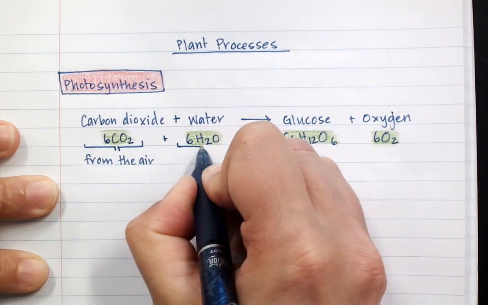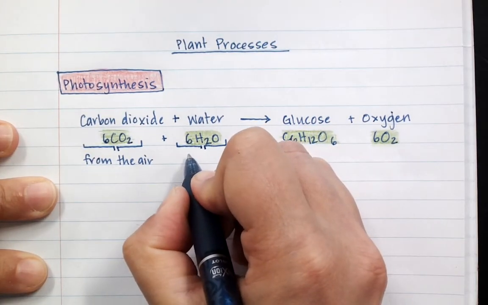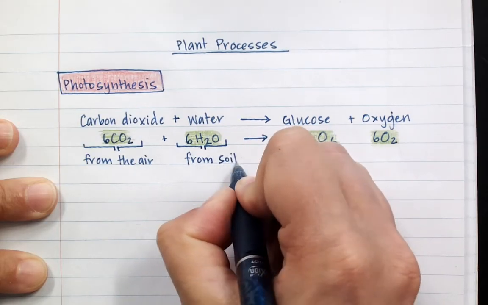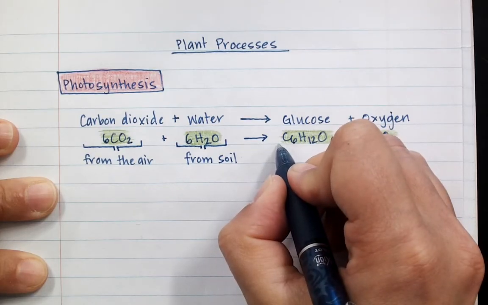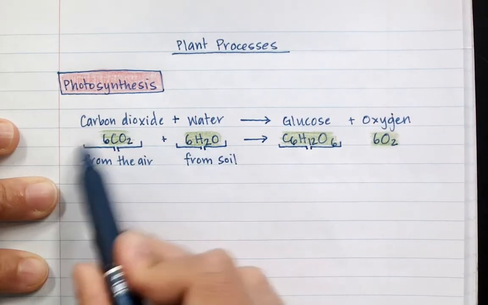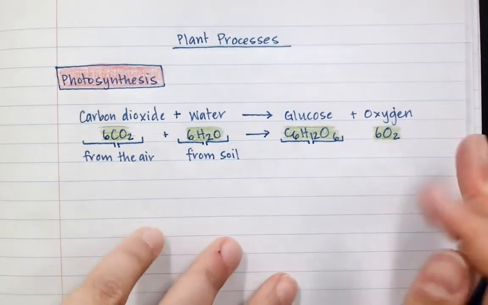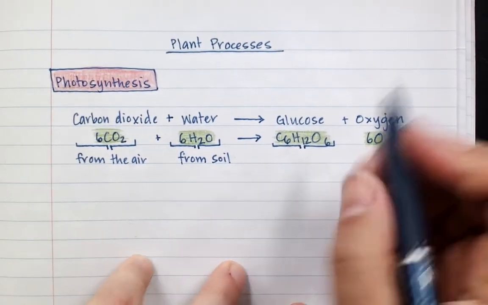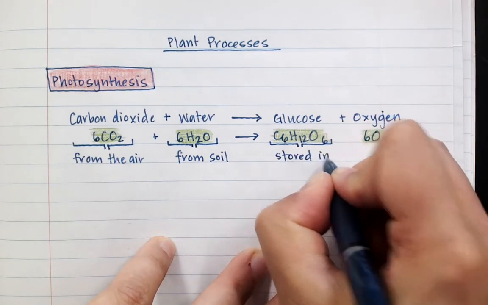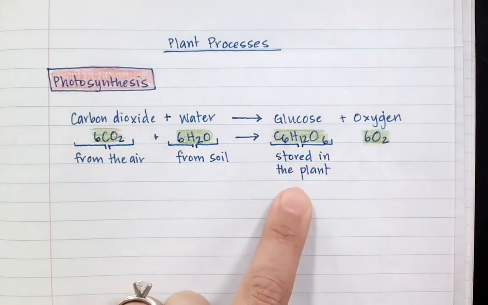Where does water come from in a plant? There is some water in the air, but really they're going to be getting this from the soil. My glucose, where does that end up? Because remember, this side of the equation is what's going in, this side of the equation is what's coming out, but it doesn't have to come out of the plant. In fact, my sugar is going to be stored in the plant. And oftentimes this is stored in the roots.